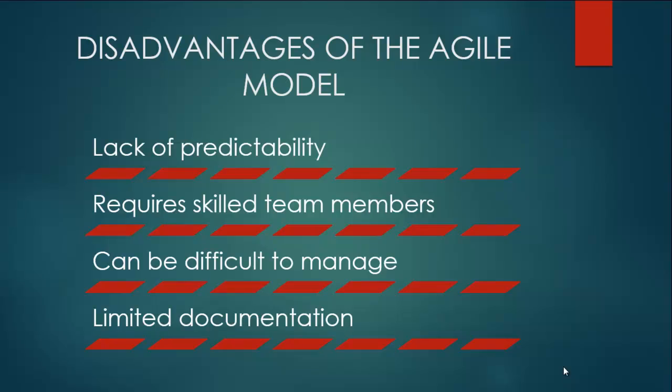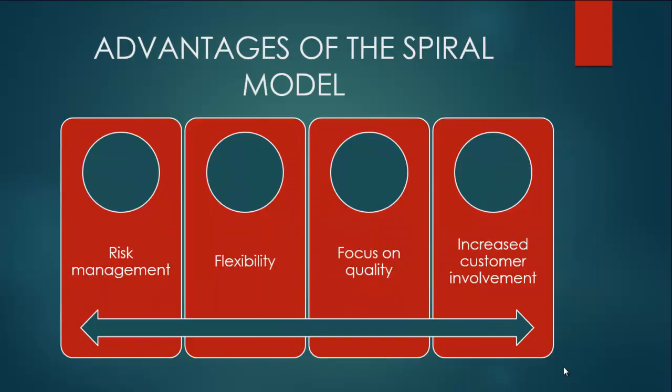So there is poor documentation, or the Agile model has limited documentation. This is also a major disadvantage of the Agile model. We move to the Spiral model. What is the Spiral model?